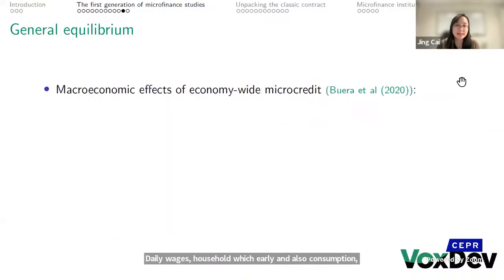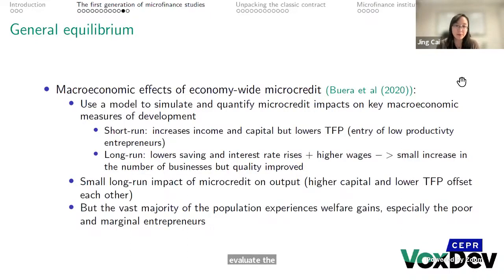But one issue of those studies is that it's hard to evaluate the macroeconomic effects of economy-wide microcredit using existing data. So in another recent paper, Buera et al. 2020 studied the short-run and long-run aggregate impacts of microcredit using a model of entrepreneurship and financial frictions. The authors used the model to simulate and quantify microcredit impacts on several key macro measures of development, including output, capital, TFP, wages, and interest rate.